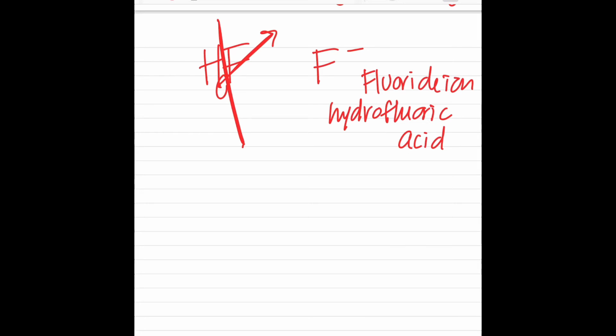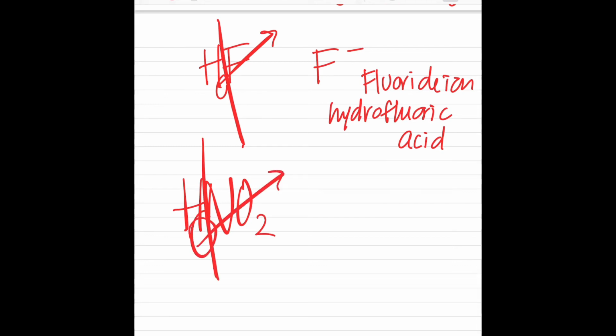Okay, one more. Let's do NO2. Okay, hold on. I got to put this together real quick. HNO2. This is a really great one. Okay, take the H off. Whatever's here, put it back up there. So that becomes NO2 minus 1. That is called nitrite ion. That's on the back side of your periodic table.